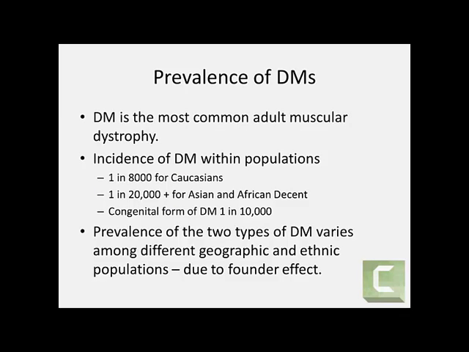As mentioned before, DM is the most common form of adult muscular dystrophy. Interestingly, it seems to have great prevalence in European and North American populations, with incidence being 1 in 8,000, whilst incidence in Asian countries such as Japan is 1 in 20,000, and significantly less in the African population. This is an indication of founder effect within the different populations.